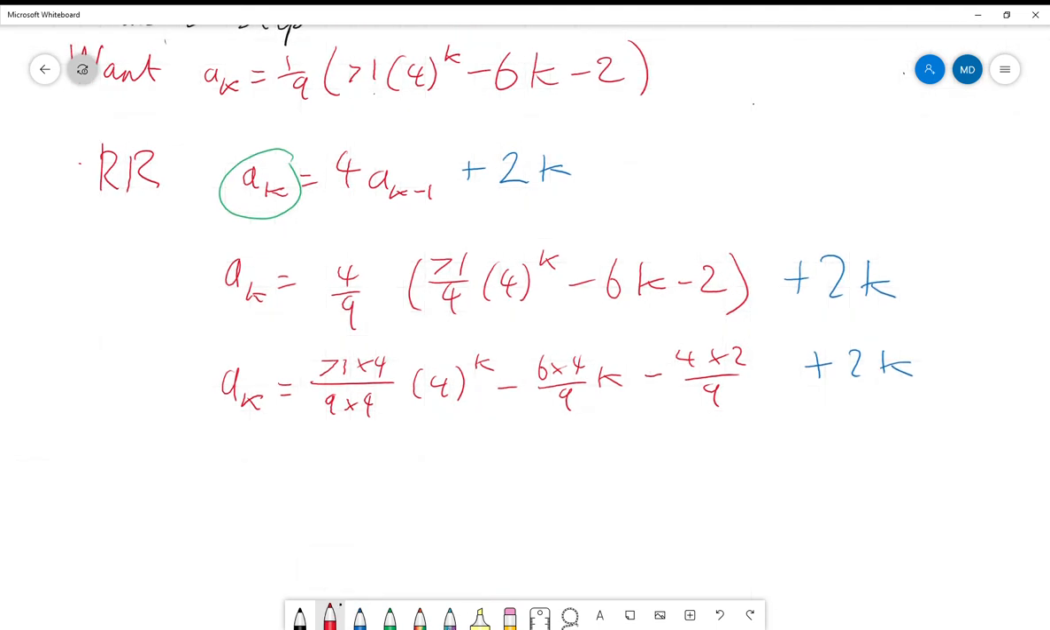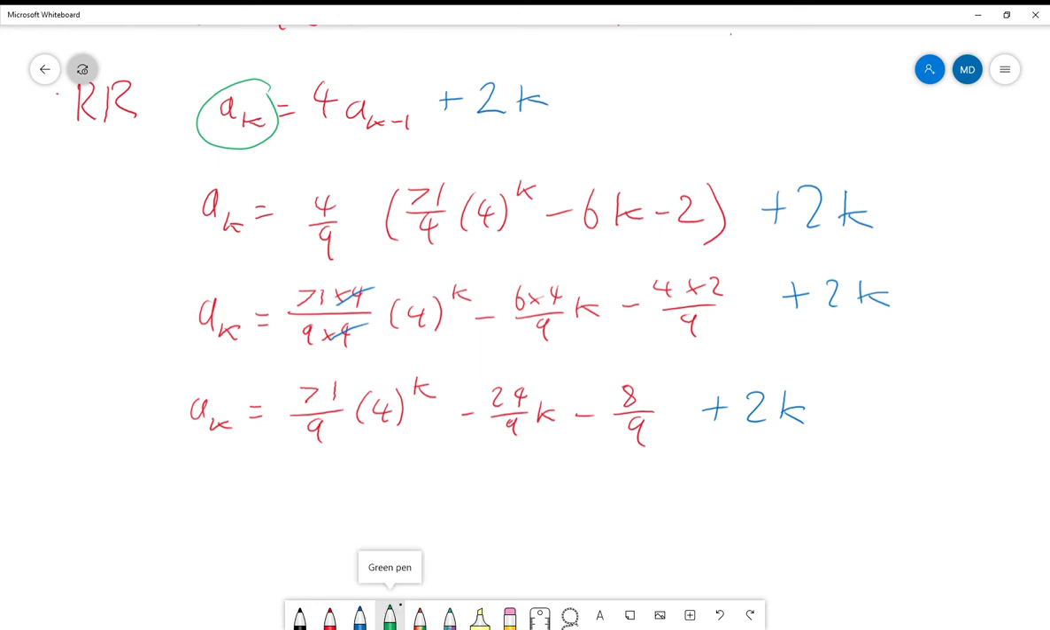And from here, well, we can do some nice cancelling there. That cancels out nicely. We get A_k is equal to 71 over 9 multiplied by 4 to the power of k, minus 24 over 9 k, minus 8 over 9. And then we've still got the plus 2k on the end. Now what we're going to want to do is we actually have 2k terms here. So we want to combine those.